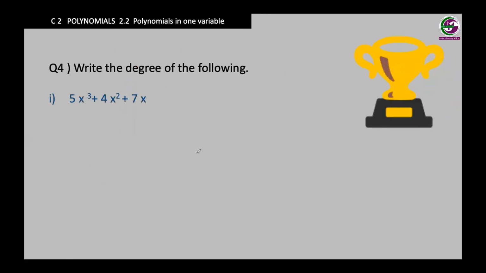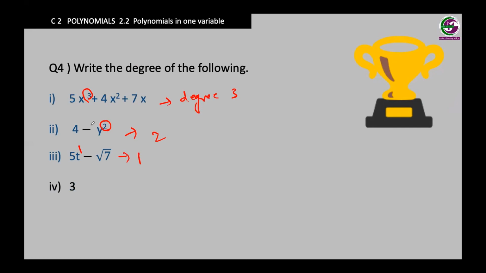Write the degree of the following. Very simple question. Degree means the highest power. The powers here are 3, 2, 1. So the highest is 3. So the degree is 3. Next one. Here there is only one power, which is 2. So the degree is 2. Here also there is only one power. So the degree is 1.